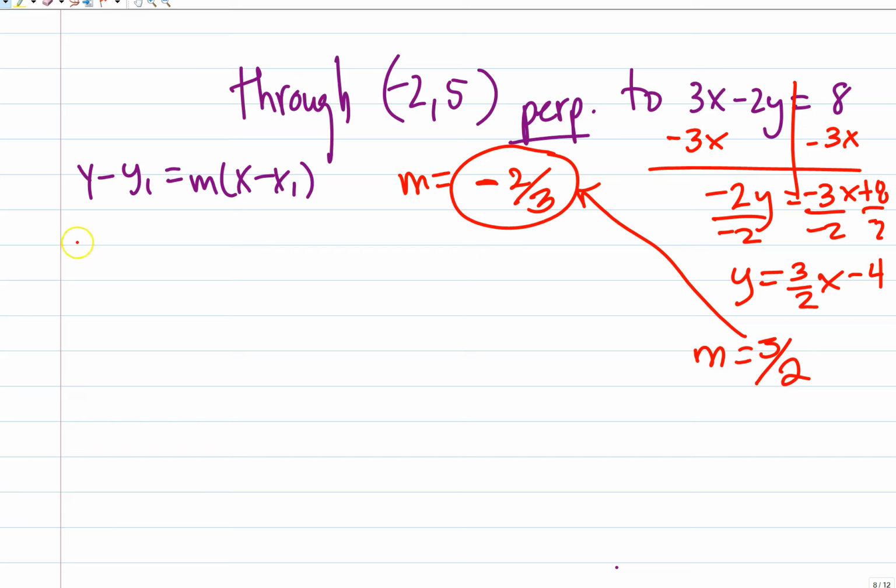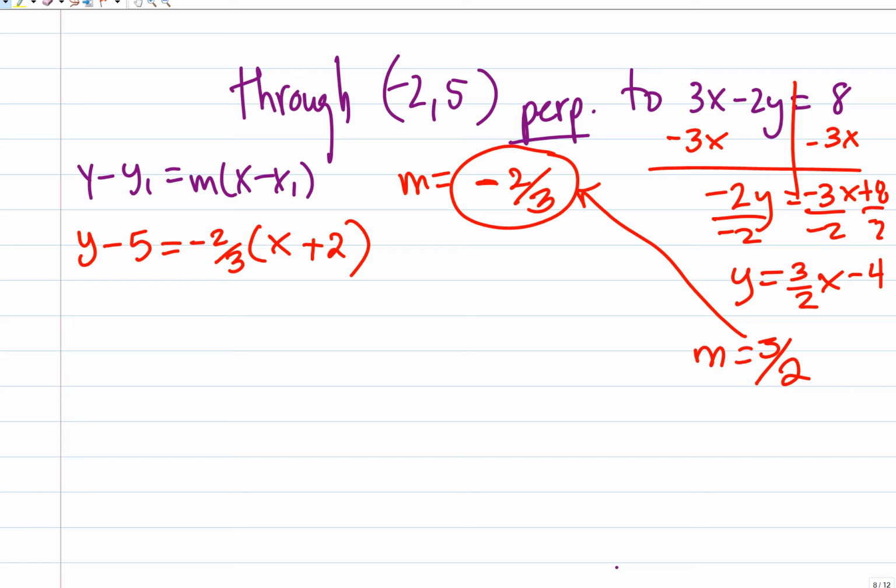There you go. Y minus, what's y1? Is equal to, what's m? X minus, minus negative. How about just, that might be your answer. Point slope form, you're done.